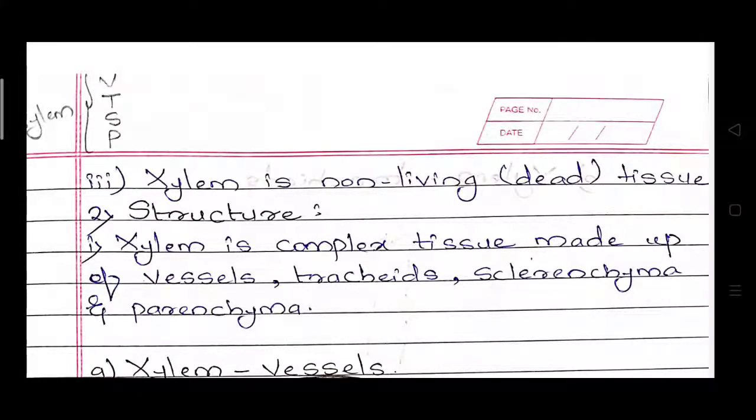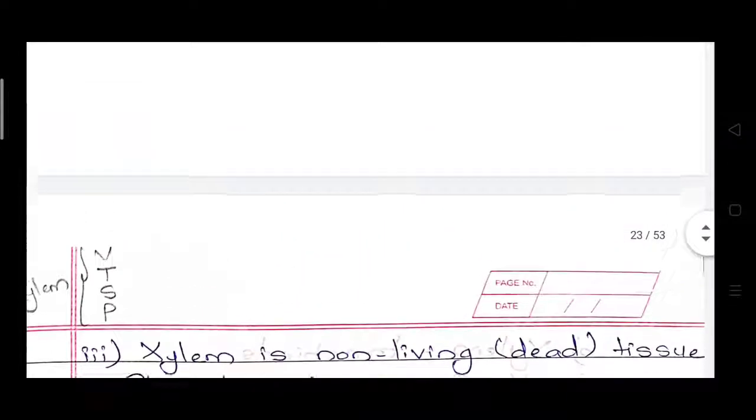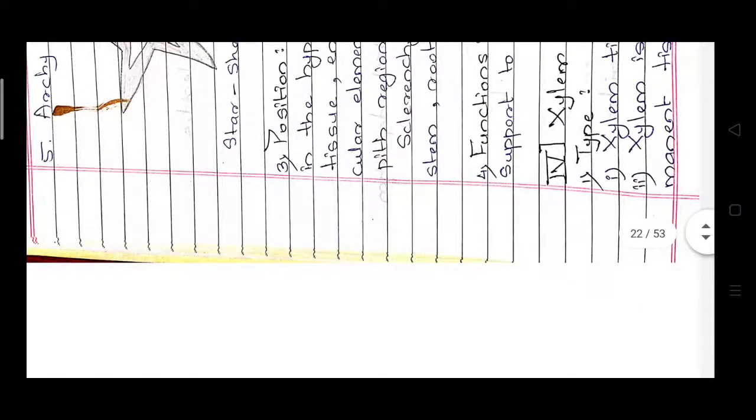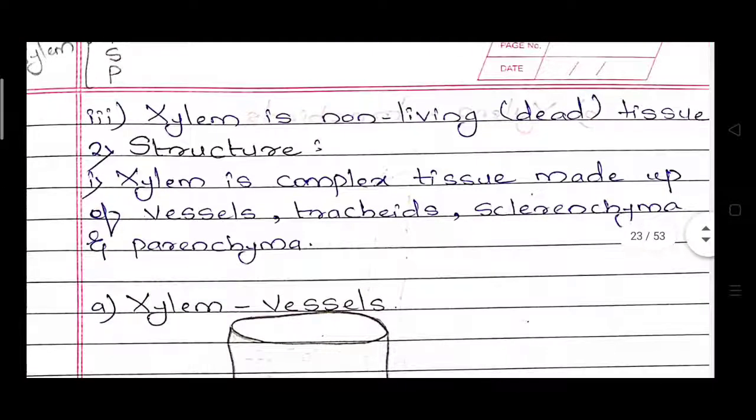Students, let's continue with the mechanical tissue system. The third part in the mechanical tissue system is the xylem. So xylem, it is also a complex tissue and it is differentiated as a permanent tissue. Xylem is also non-living, that means it is a dead tissue. The structure of the xylem is a complex tissue made up of the vessels, tracheids, sclerenchyma and parenchyma. So let's discuss one by one.